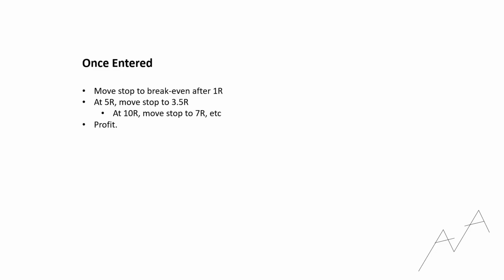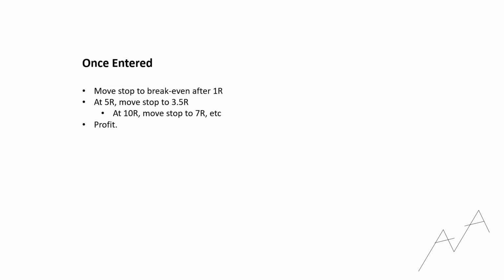If you've seen some of my other tests, this is similar to what I like to do as a trailing stop when I'm testing. At 5R, you move the stop to 3.5R, and at 10R, you would move the stop to 7R. So it's basically a 70% trailing stop there, sort of, right?